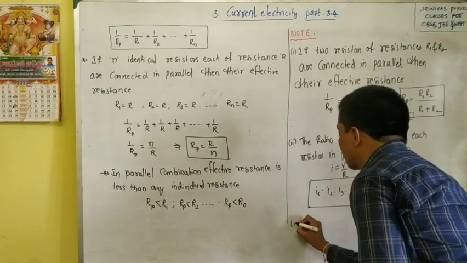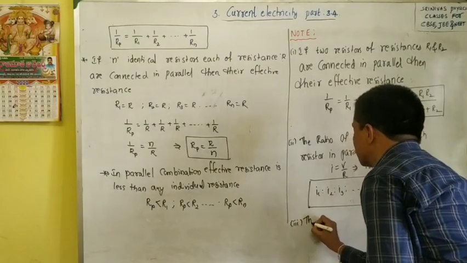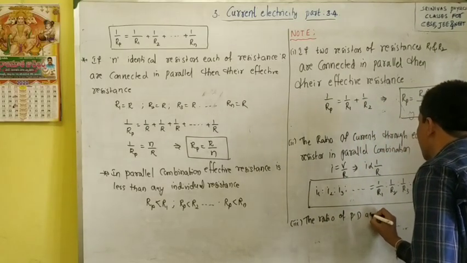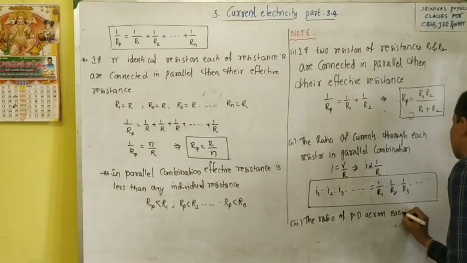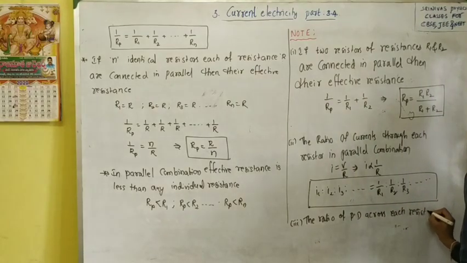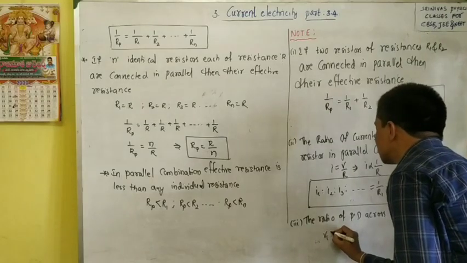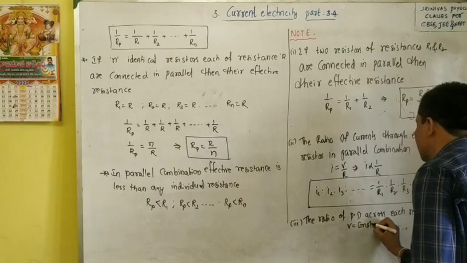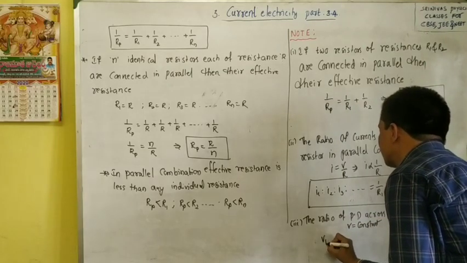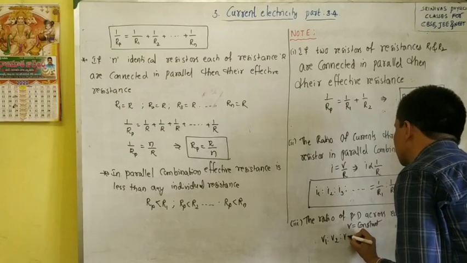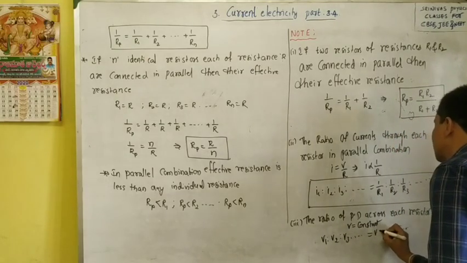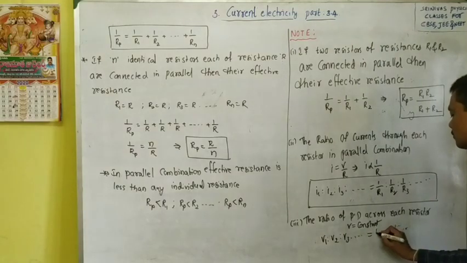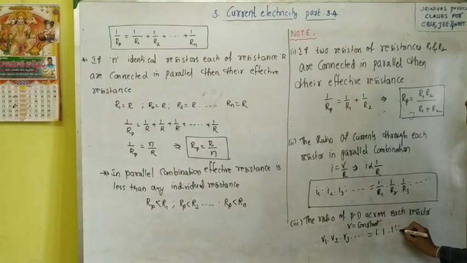One more point is the ratio of potential difference across each resistor. The potential difference is actually constant in the parallel combination. Potential difference constant means the ratio is the same. V1, V2 and so on are the same, because the potential is the same. Then that will cancel, and we get the ratio 1:1:1 and so on.